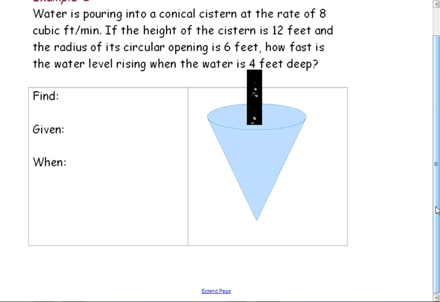Now, sorry, I had a little problem. I couldn't find water pouring in when I tried to do this. You guys know what a cistern is? No. Good guess. It's a well.